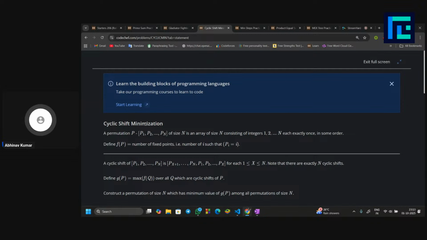So, cyclic shift minimization. A permutation P of size n is an array of size n consisting of integers.